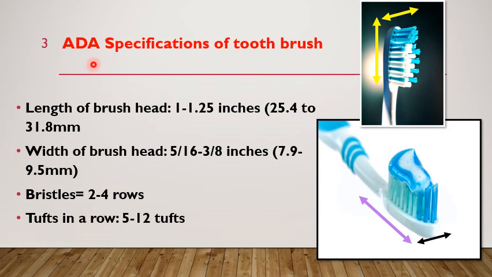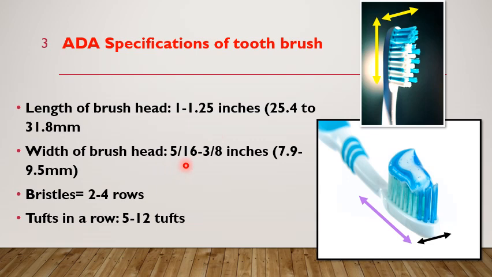What are the American Dental Association specifications of a toothbrush? So they have said this is the brush head. They have said that the length of the brush head should be 1 to 1.25 inches. That is approximately 25.4 to 31.8 millimeter, and this is around 2.5 to 4 centimeter.